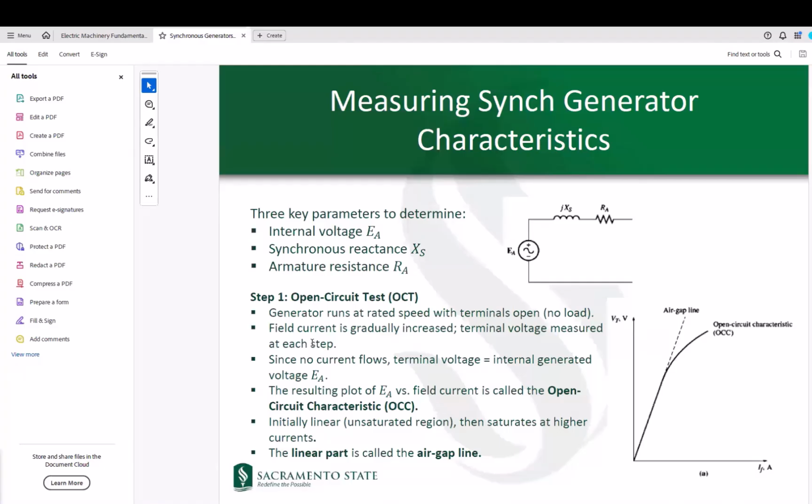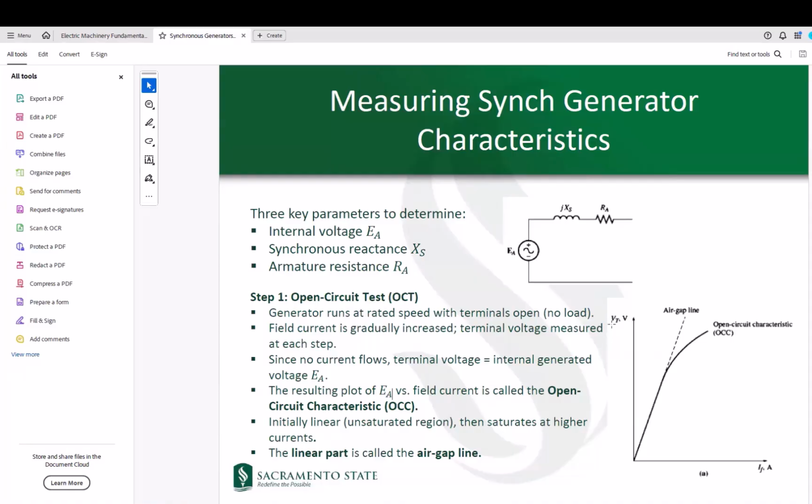So step one would be to do an open circuit test. In the open circuit test, we open the terminal, and then we run the generator at the rated speed. And then we increase the field current, and measure the terminal voltage as we are gradually increasing the field current. Since there is no current in the machine, the terminal voltage would be equal to the internal voltage. Therefore, we can plot EA versus the field current.